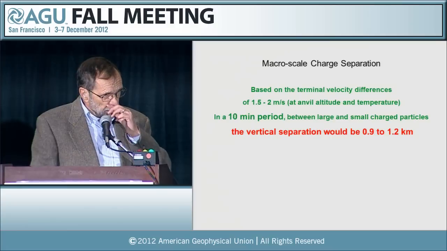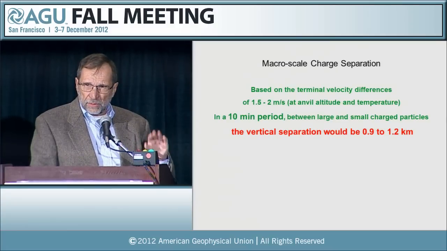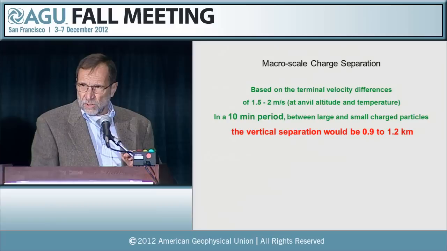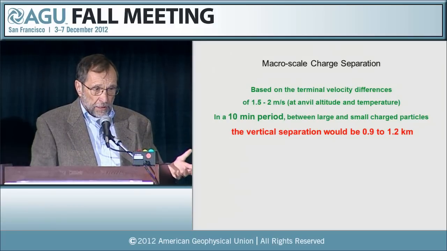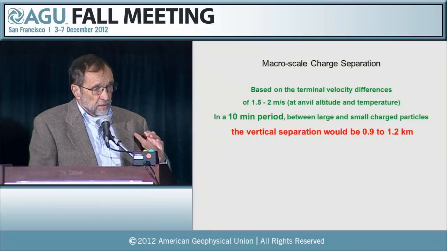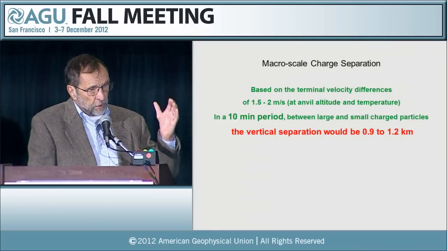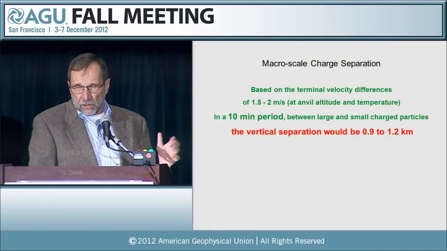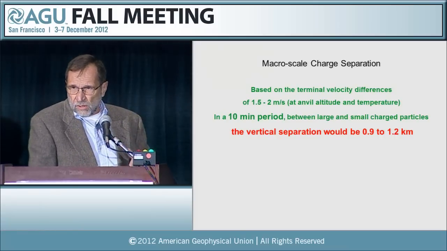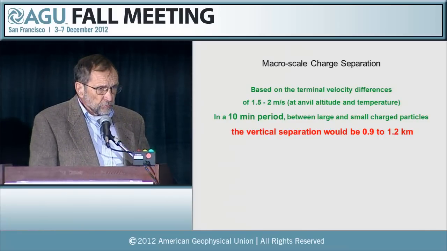Before I go to that, I just wanted to point out that based on terminal velocity differences of 1.5 to 2 meters per second between the small and large particles, in a 10-minute time period, we can get vertical separation of a kilometer. If we look at 20 or 30 minutes, we have vertical separation of 2 to 3 kilometers. So we shouldn't have a problem separating the charge on the larger scale.